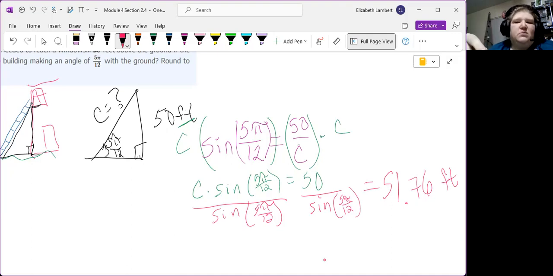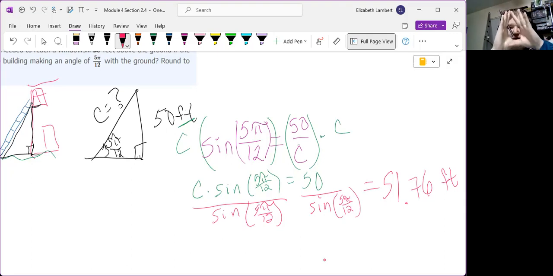So I was trying to figure out how big is 5 pi over 12? Well, 6 pi over 12 is pi over 2. So 5 pi over 12 is really close to 90 degrees. So this ladder is not that far away from the building. Here's our building. The ladder is not like this, it's like this. Very, very close.